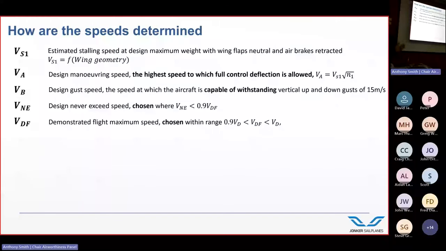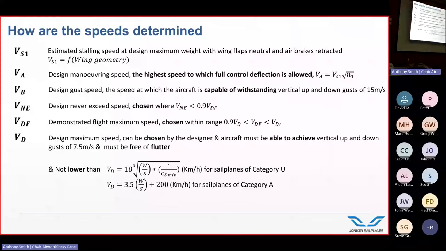So if your red line on your aircraft, let's select a number that's easy to calculate, is 300 kilometers an hour VNE, it means that we have to test to 330 kilometers an hour minimum. All right. And then obviously we explain here the maximum design speed. It can be chosen, but in the end, gusts of 7.5 meters per second must still be obtained.